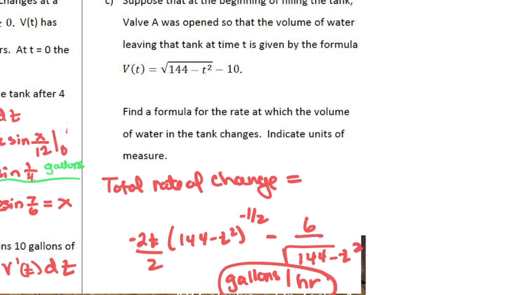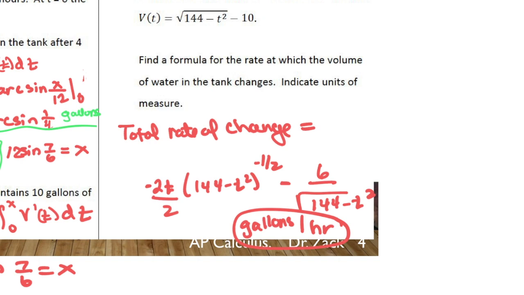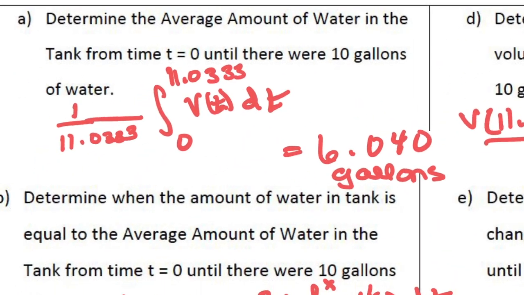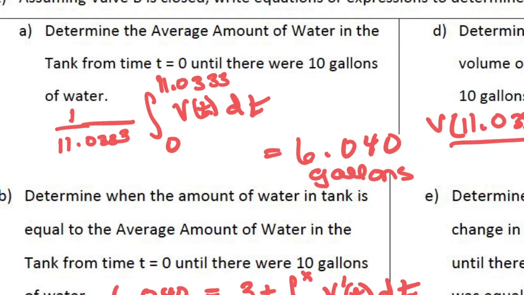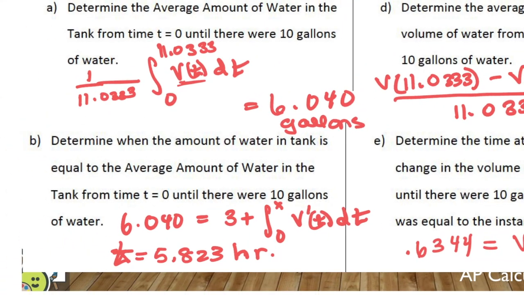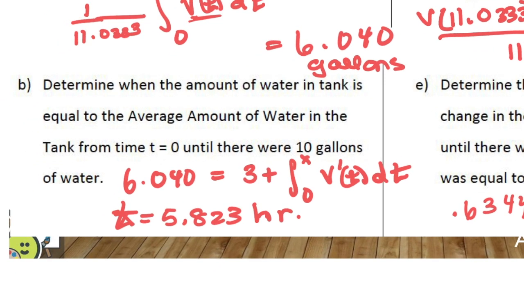For question C, now I believe this is actually valve B, your total rate of change. So if we're looking for rate of change, we want the amount of water going in, and then we're going to subtract the amount of water coming out. And now you are allowed to use your calculator. So if we're looking for the average amount of water, remember we want to put the volume equation in the problem, not V prime of T. I've calculated that to be equal to 6.040 gallons is the average rate.